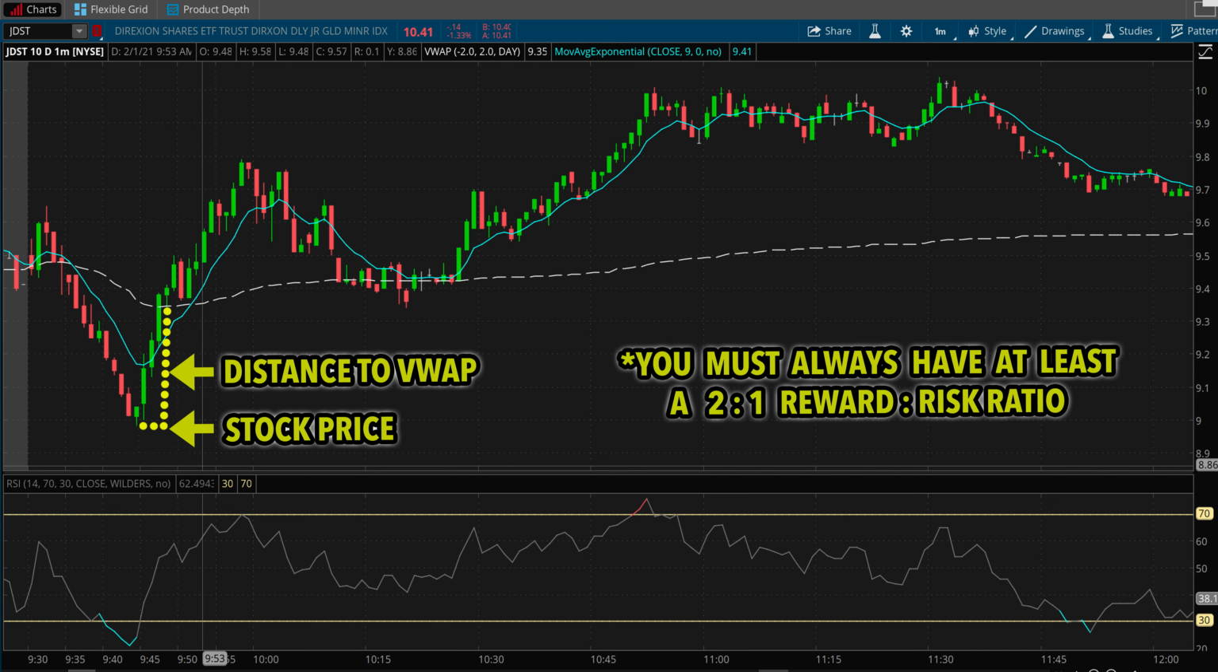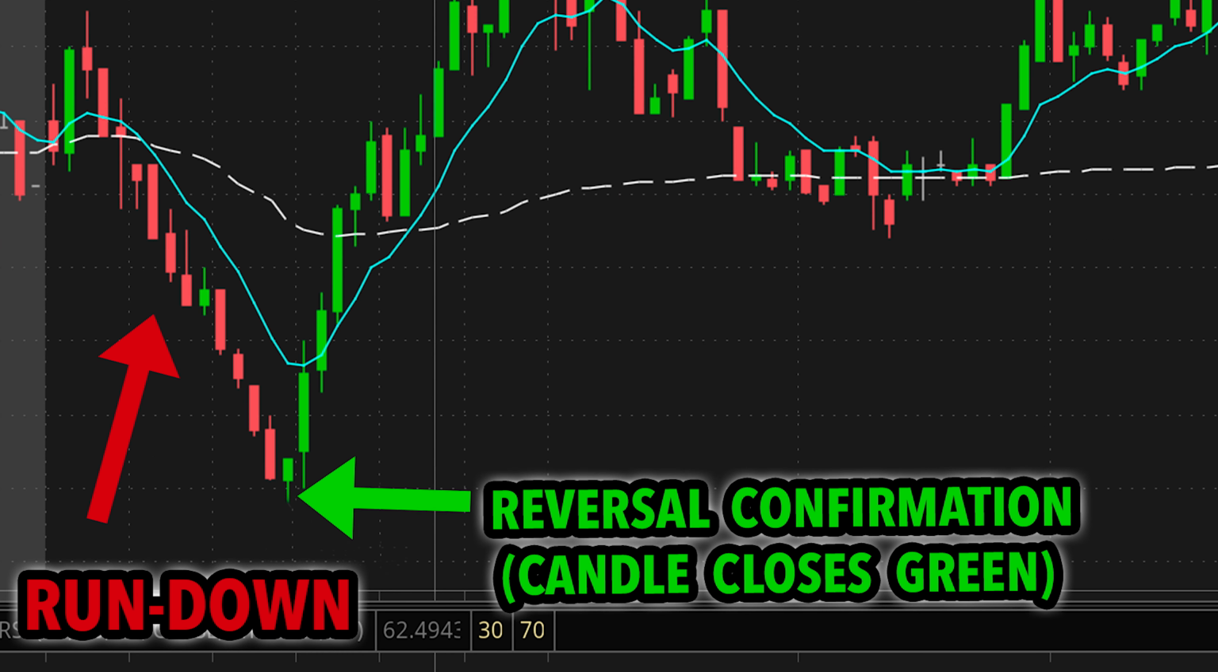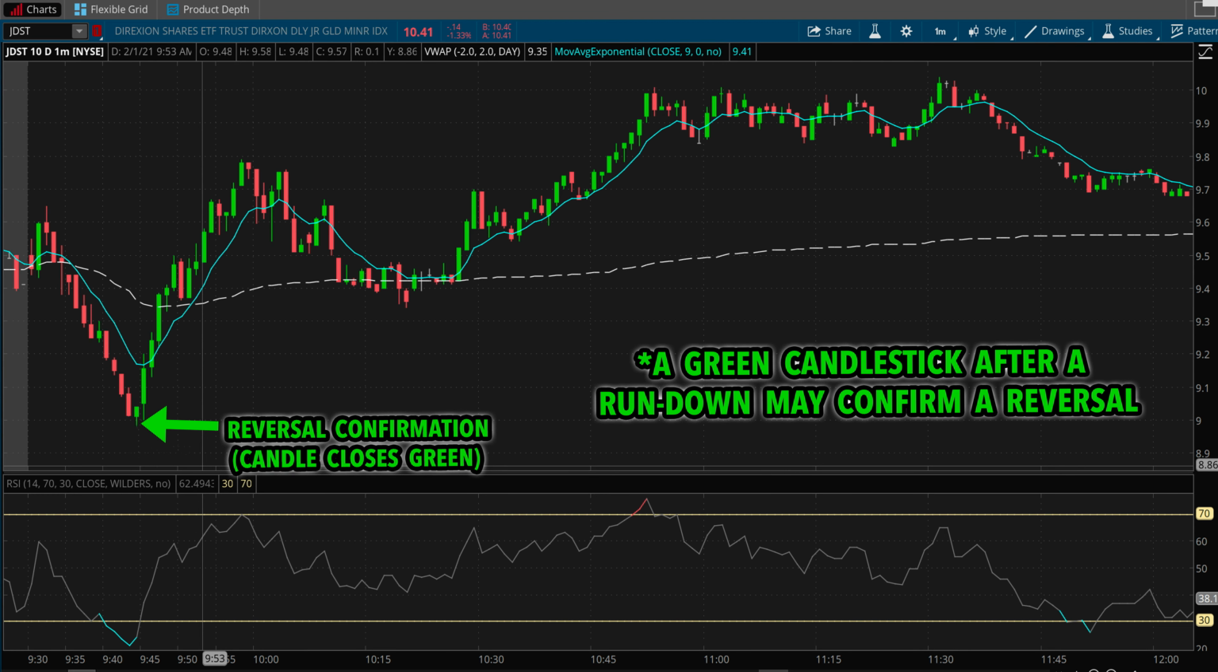When I see a stock which is falling quickly, I will wait for a confirmation that the trend is about to reverse. To do this properly, what I'm looking for is a candlestick to close green, meaning the price for that 1 minute closed higher than it opened. This confirms the reversal. I set my stop loss to the low of the day.